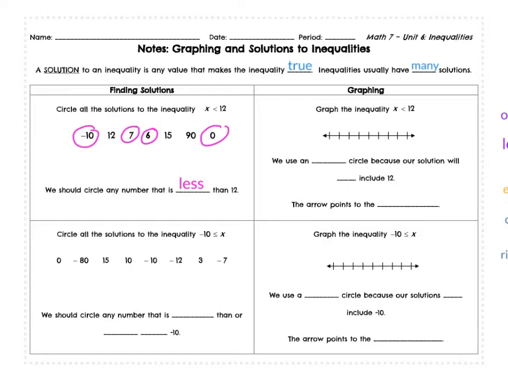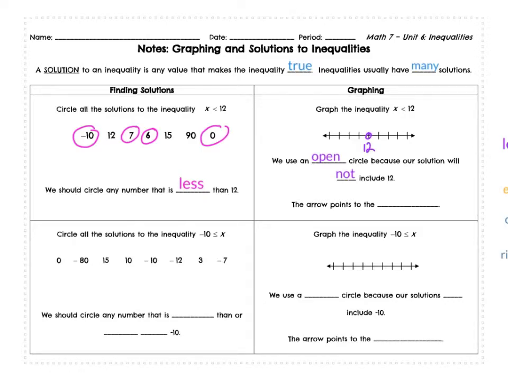Now let's talk about graphing our inequality for x is less than 12. It says graph the inequality x is less than 12 there on the right hand side. A few things before we get started. We're going to use an open circle because our solution will not include 12. Since we can't say that 12 is going to be part of our solution, we're going to be using an open circle. So on our graph, we're going to put an open circle, and then we're going to write the number 12 because that's our number here.